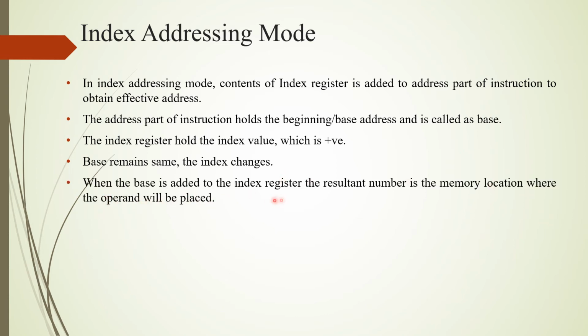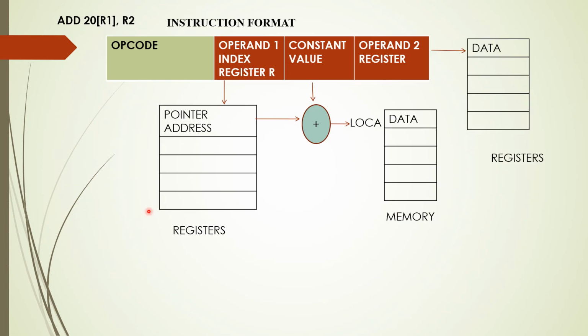When the base is added to the index register, the resultant number is the memory location where our operand is actually placed. With a pictorial analysis, we can make this out very easily. Consider an example: Add 20 into R1 in square brackets, comma R2. This is the instruction that we are going to use.